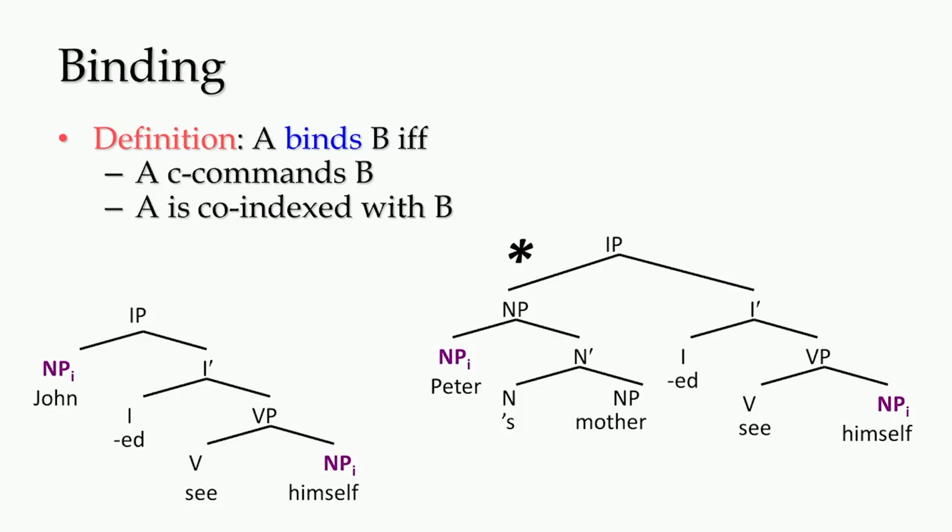To say these two conditions with the help of a structure, for the purpose of interpretation of the element himself, we will say there are two conditions. One is c-command and the other is co-indexing. So, we can only say that A binds B if and only if A c-commands B and A is co-indexed with B.